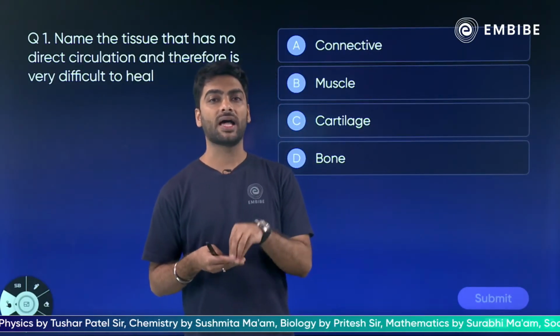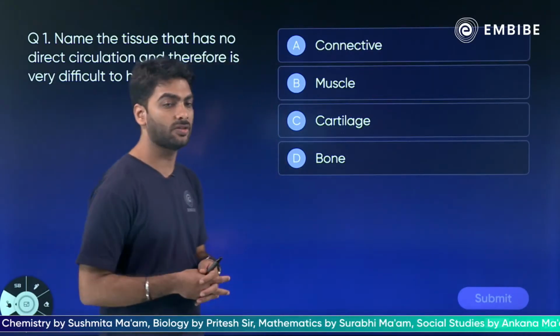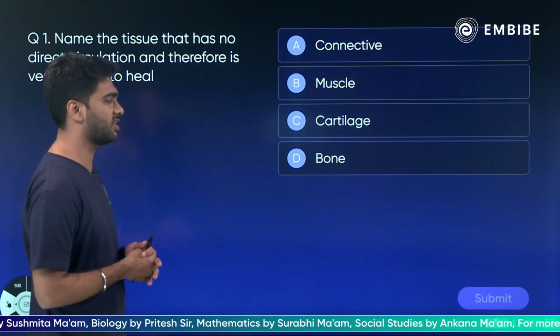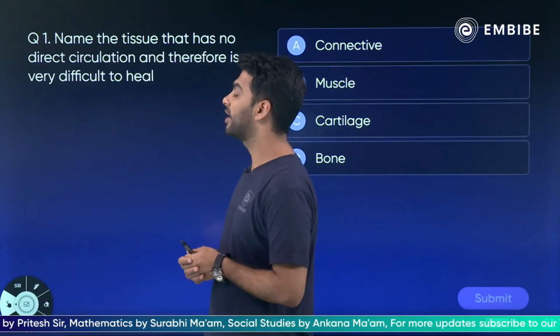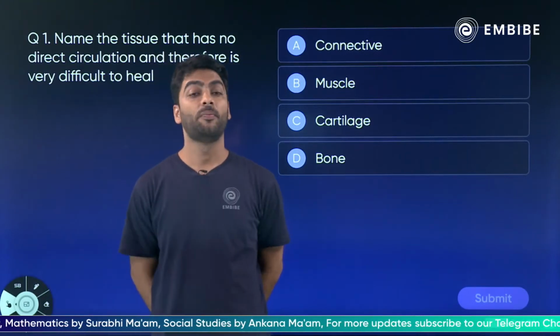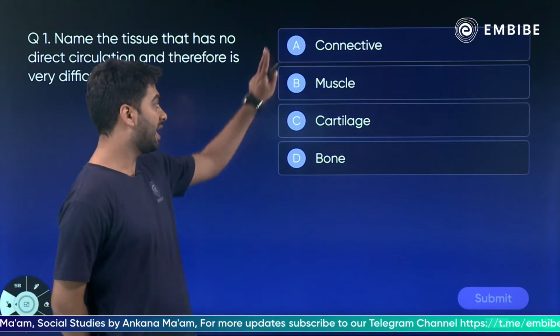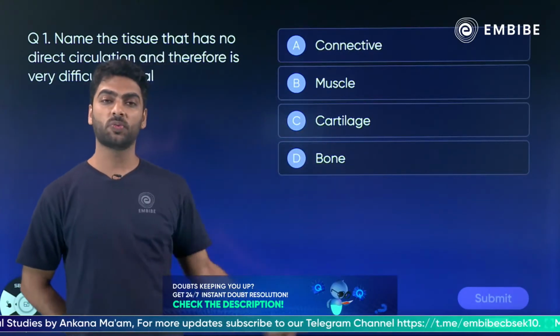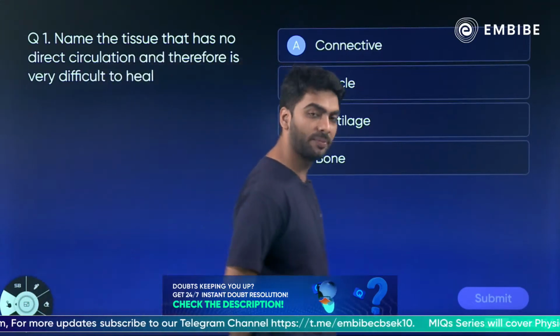Okay? So Arathi says A, Simran says C. What about Basit? Basit, what do you think? It is connective or cartilage? Very, very difficult to heal because it does not have any direct circulation. Mannat says D. Oh my God. Very good evening, Mannat. We have got 3 different answers. A, C, D. I want one more person to answer. Please अब B मत बोलना नहीं तो फिर मैं confuse हो जाऊंगा.